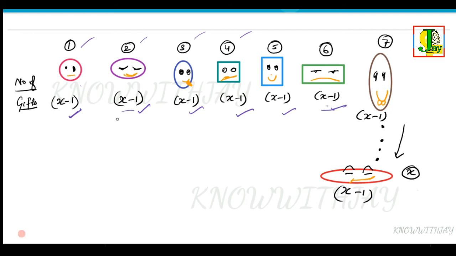Now how many gifts in total do we have? x minus 1, x minus 1, x minus 1, and how many times? It's x times. So x times x minus 1 is the total number of gifts. That's 1980. Now we have found the expression. Let's write it.